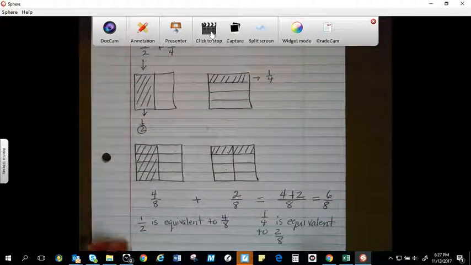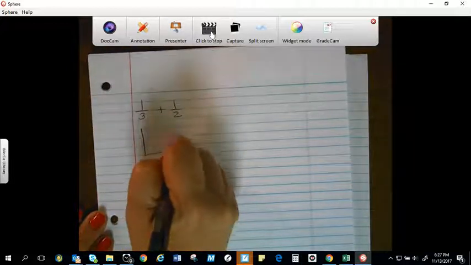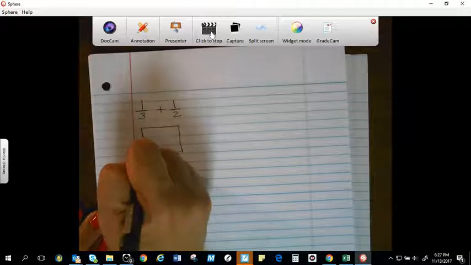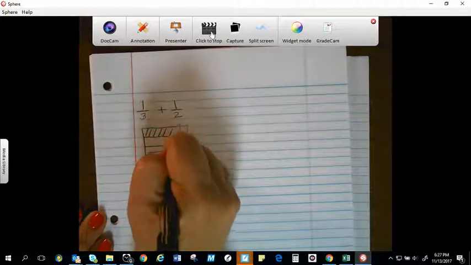Tonight's homework then, so if you were having some questions on tonight's homework, you were adding 1/3 plus 1/2. Well, I need to draw a diagram using 3 equal parts. So I'm going to take my square, and I have 1, 2, 3 equal parts. Well, I only need one of the 3, so I'm going to be shading this in.